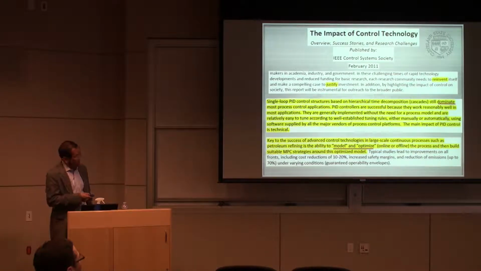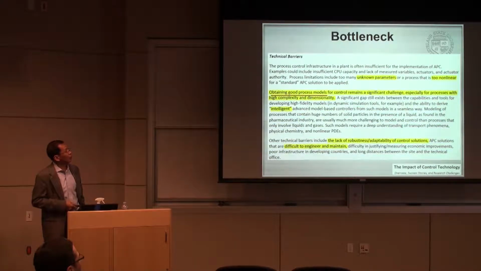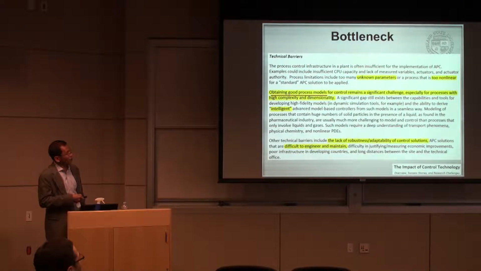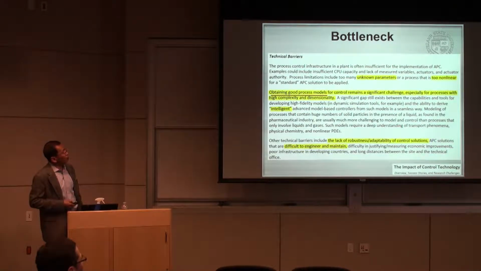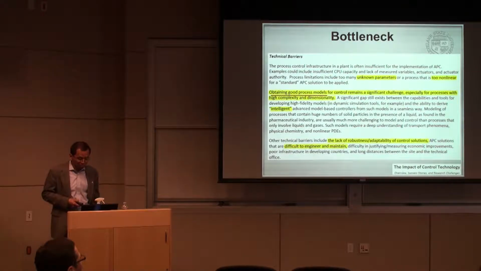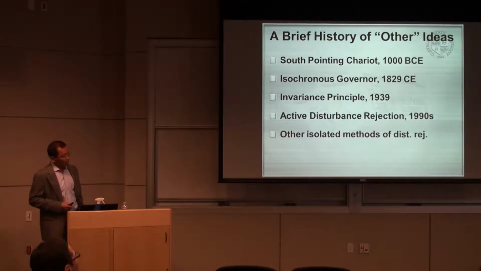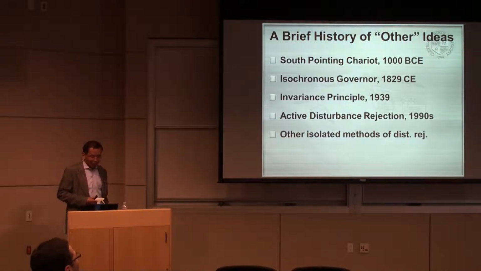What is the issue? A simple PID is still dominant in industry, right? And we're still in this mode of model and optimize. And even though we have some success in applying, in some cases, modern control theory, by and large, this is the issue mentioned in the book, that obtaining a good model is a challenge, right? Among other things.